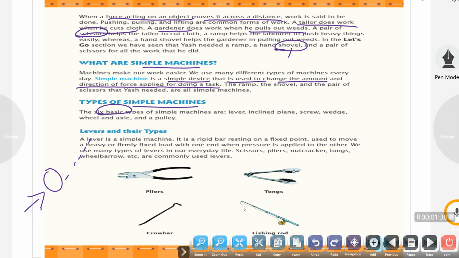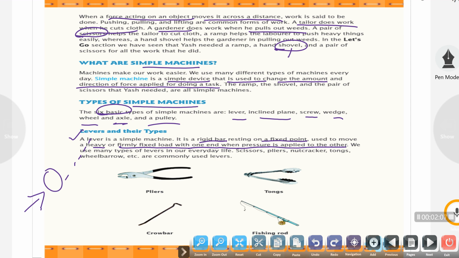There are 6 basic types of simple machines: lever, inclined plane, screw, wedge, wheel and axle and a pulley. Let's start with the lever and their types. A lever is a simple machine. It is a rigid bar resting on a fixed point and used to move heavy or firmly fixed load with one end when pressure is applied to the other.